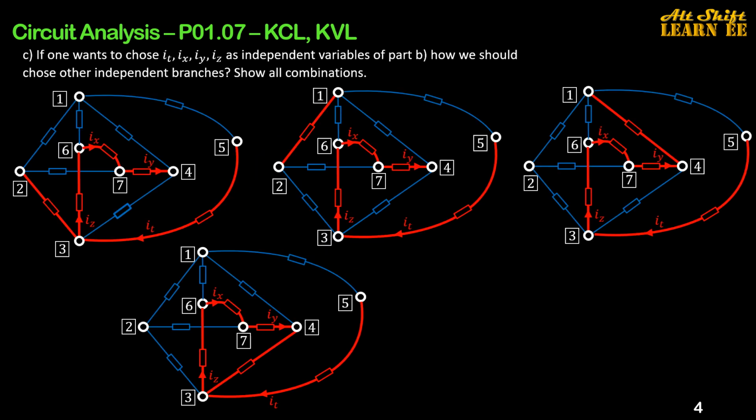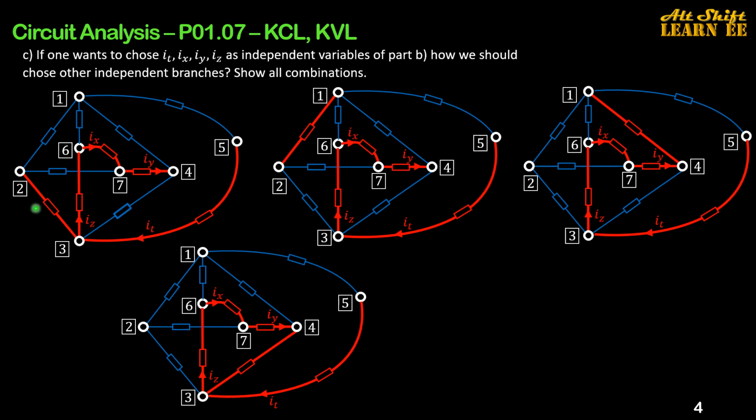Okay. Now, part C asks you whether every 5 current branches are independent or not, by giving you 4 current branches, these red ones here, I_s of x, I_s of y, z, and t, and asking you to find the 5th independent current branch.